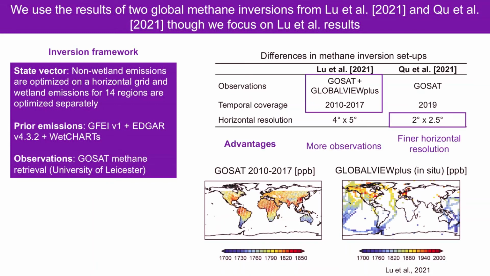So here I'm highlighting those advantages and disadvantages. I will also note that for the Chu et al. inversion, there were some assumptions made about wetlands that led to potential aliasing of emissions corrections to other sources. So we try not to use those inversion results in regions where oil and gas overlaps wetlands.